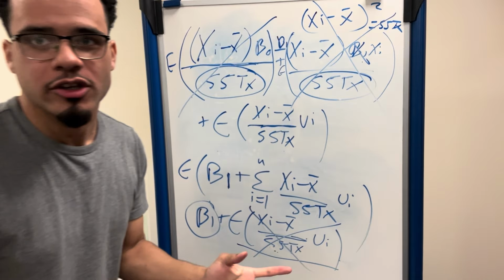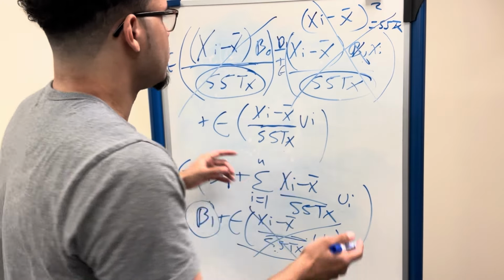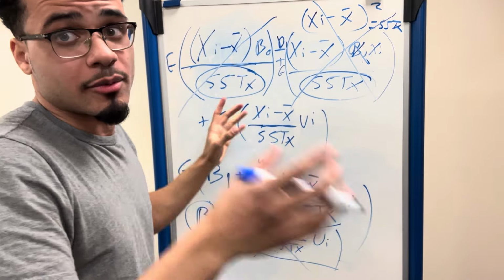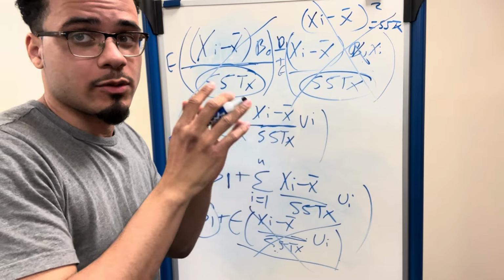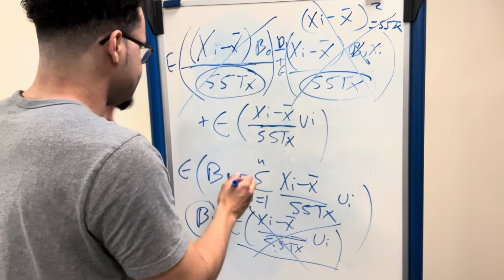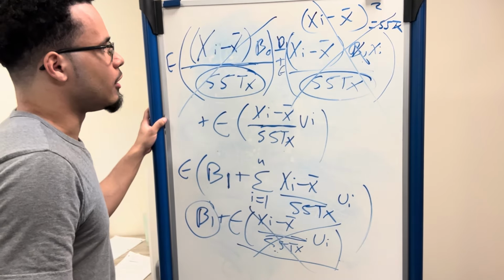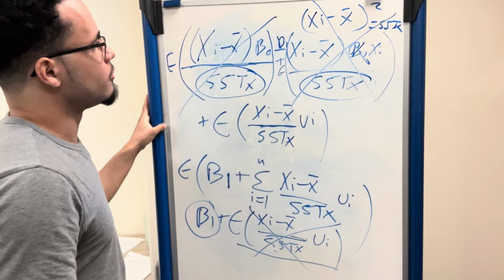All right, so I just proved to you that the expected value of beta 1 hat converges to beta 1, which I said a couple minutes ago. And so now we're going to move on to our multiple regression model.